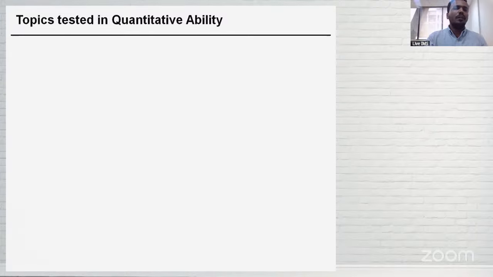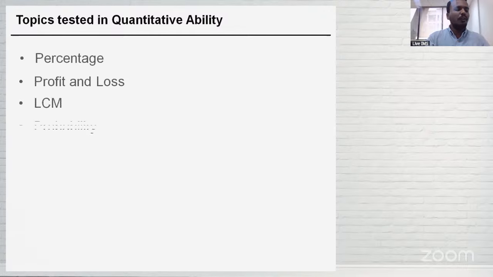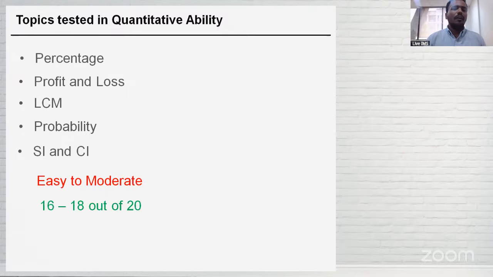Talking about the quantitative ability, a few topics that have been asked over here are percentages, profit and loss, LCM, probability, simple interest, and compound interest. Again, the level of this particular section, as usual, was easy to moderate. So 16 to 18 questions can be attempted very easily.